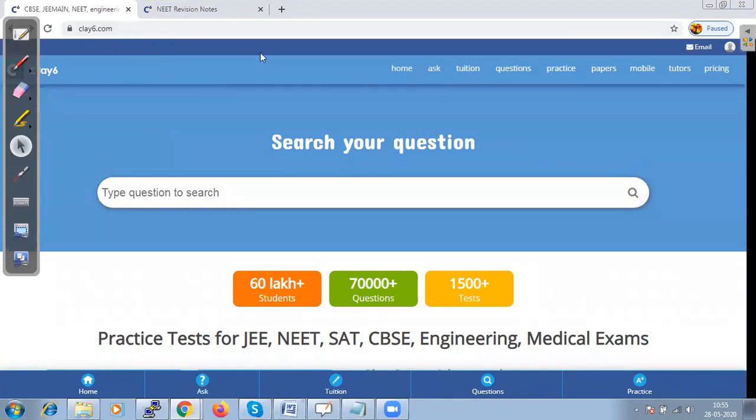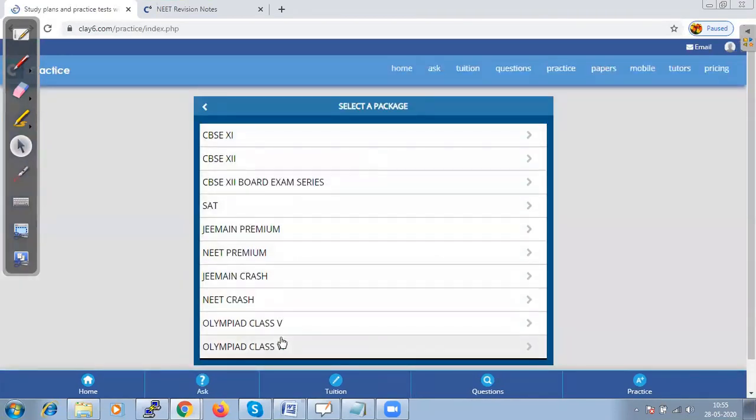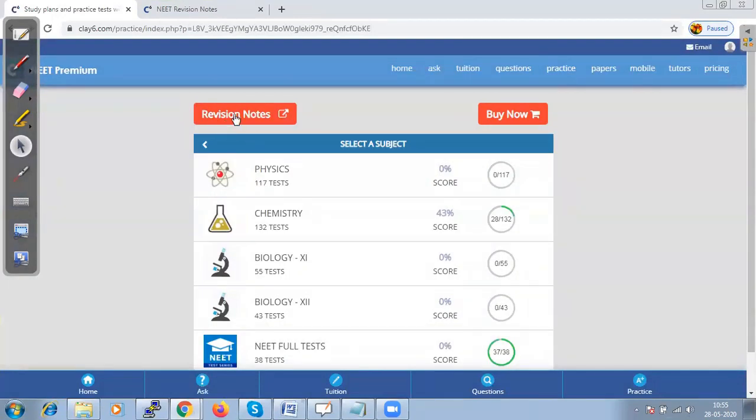If you go to clay6.com and click on practice, we have different packages available here. Since we are discussing NEET, if we go to NEET Premium, at the top you have revision notes. If you click on revision notes, it opens in a new tab, and here we have tests for different subjects. For each subject you will have chapter wise tests, as well as the NEET full test, which has two sections in it: one is the test prepared by Clay6 tutor, and the other section is past papers.